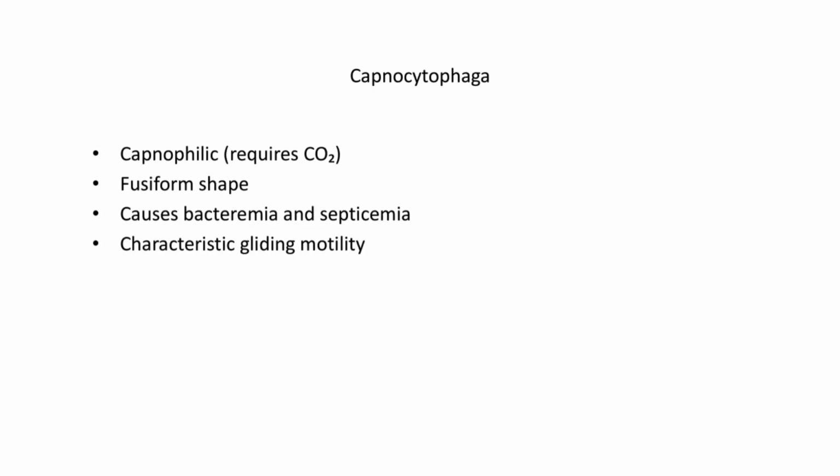Now let's look at Capnocytophaga. It is capnophilic, meaning it thrives in increased carbon dioxide. It has a fusiform shape. Clinically, it is associated with bacteremia and septicemia. Microscopically, it shows gliding motility, a characteristic movement along surfaces.